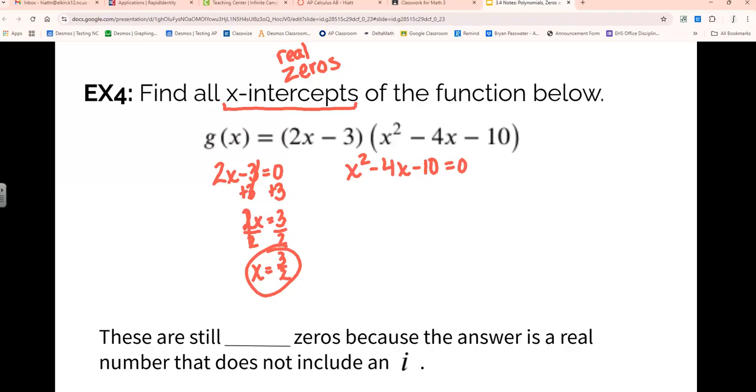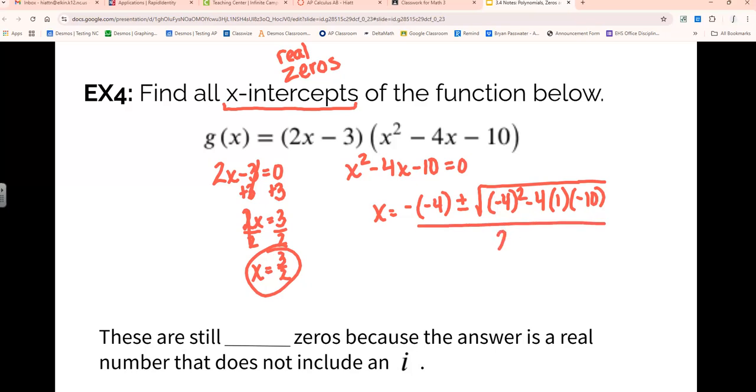For the second one, it doesn't factor. I've got to use quadratic formula on this. So I would say x equals negative b, so that's going to be negative 4 plus or minus the square root of b squared, so negative 4 squared minus 4 times a, which is this 1 right here, times c, which is negative 10, all over 2 times a, which is 1. And so negative 4 is really just a positive 4, plus or minus.